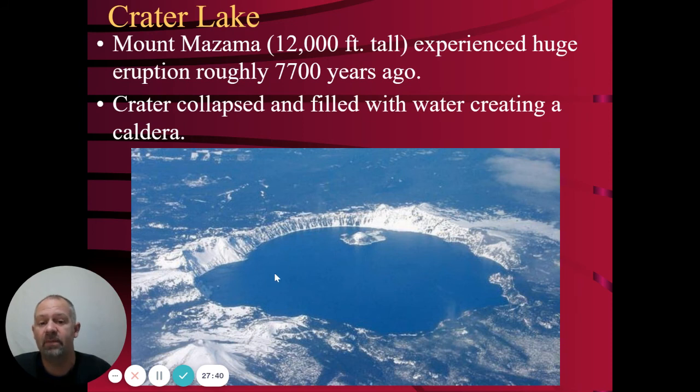And then as we've talked about, it created a caldera where the crater collapsed in on itself and then filled with water and created this beautiful lake. And we now have it as Oregon's only national park. Do we think it's going to erupt anytime in the future? No. It's one of those volcanoes that we think is probably pretty inactive and probably won't erupt anytime in the near future, if ever again.